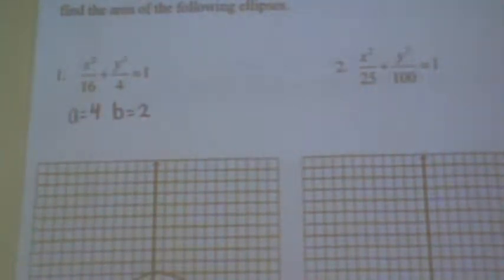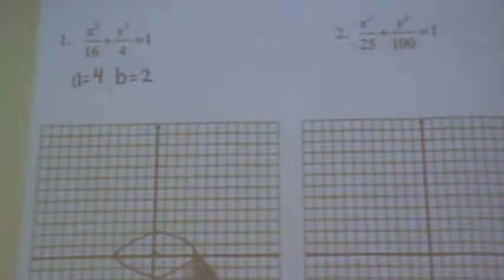From the center, you're going to go 4 units this way, 4 units that way. From the center to the vertex, these two are vertices. These two are co-vertices. Okay? So from the center to 4, 0, that's an endpoint or vertex, and negative 4, 0 is a vertex or an endpoint. Your co-vertices would be 0, 2 and 0, negative 2.